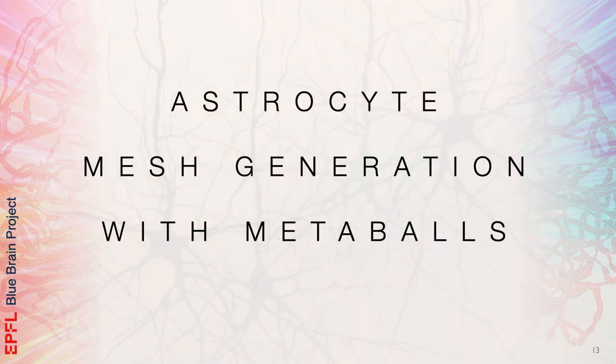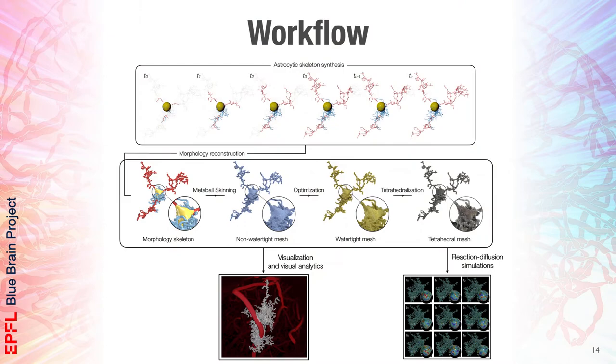So our pipeline that is based on Metaballs has the following workflow. The astrocytes are being synthesized and the skeletons are generated, and our pipeline consumes these skeletons and uses Metaball meshing to generate a non-watertight mesh. This mesh can be used basically for visualization and visual analytics, but it cannot be used for simulation because it's non-watertight and it has quite a few self-intersecting triangles. So we perform one step of optimization that reduces the polygonization, improves tessellation and topology of the mesh.